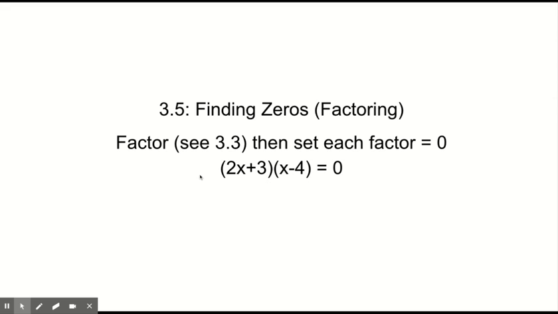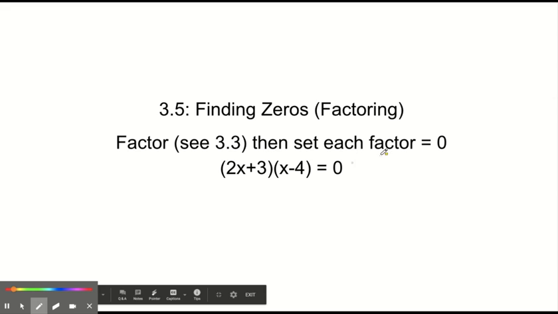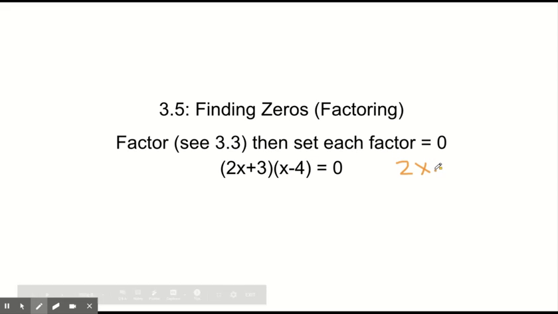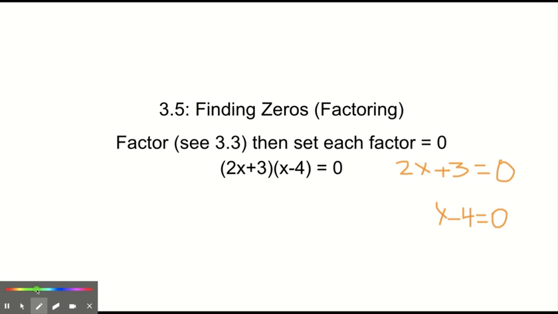Once you have it factored like this, you pretty much want to say, okay, 2x plus 3 equals 0, and x minus 4 equals 0. And then you want to solve those equations.